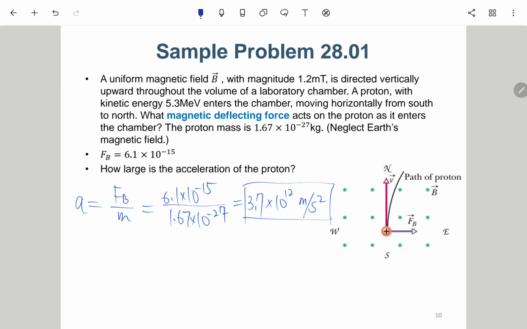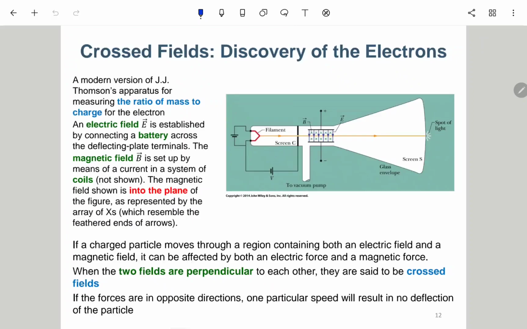Okay, so this sample problem is pretty easy. So we move to the next part. Here we talk about the cross field, and then the subtitle is discovery of the electrons. Okay, discovery of the electrons.